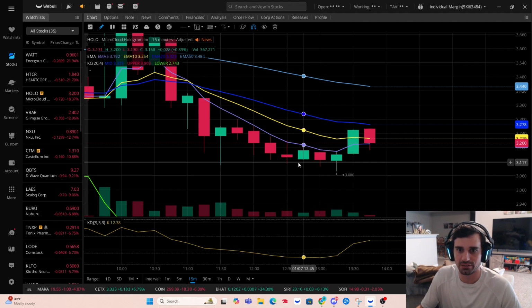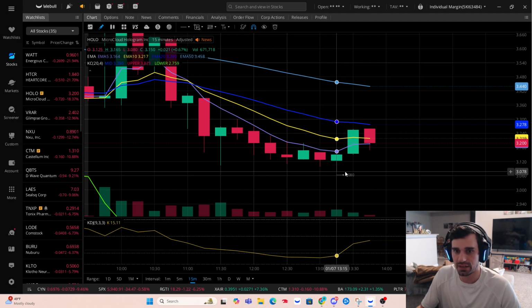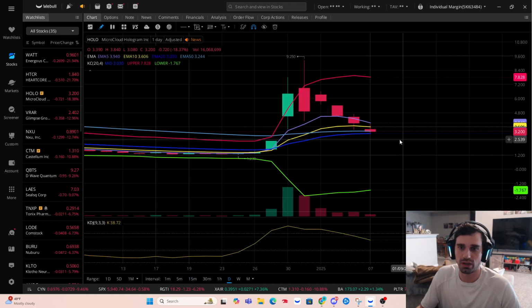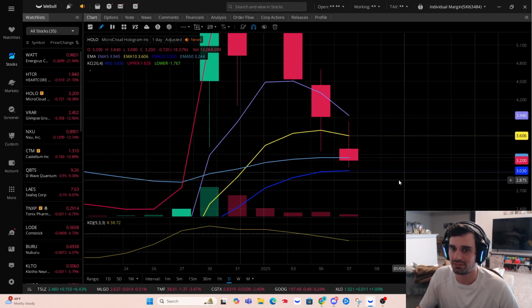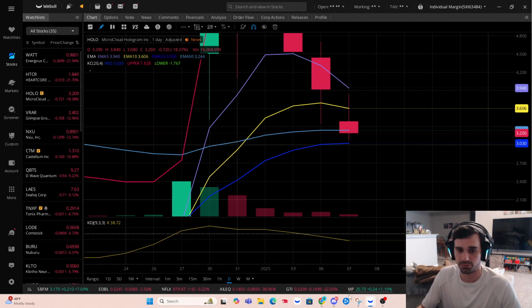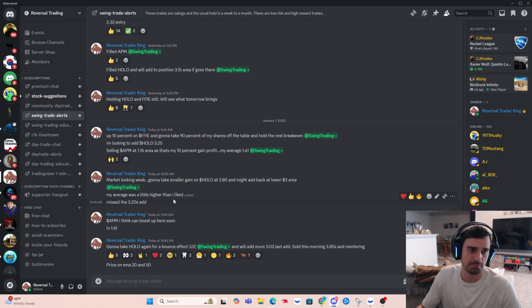So I kind of just added a penny or two above it, and then it did a stop loss, most likely on people, and hit 3.08. So what I'm looking to do is my last add is at this EMA 20. It's at 3.03, and I alerted that in the chat, saying I'm going to take Hollo for a bounce effect at 3.12, and we'll add more at 3.03 as my last add. I sold this morning at 3.80s.